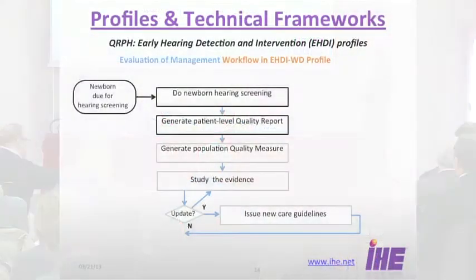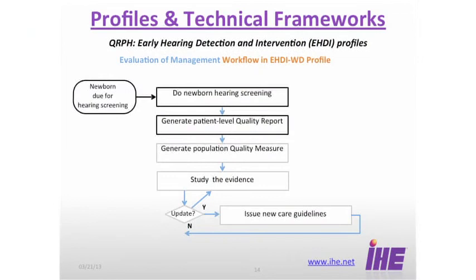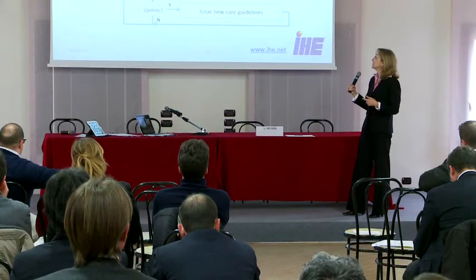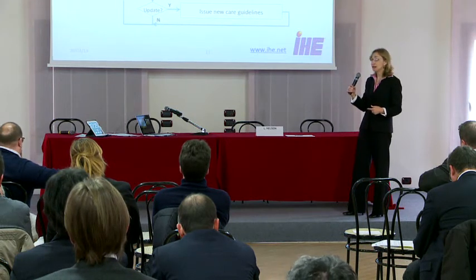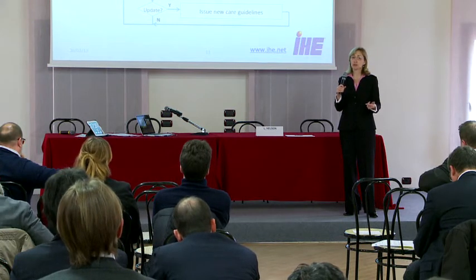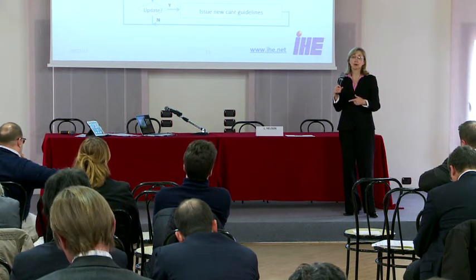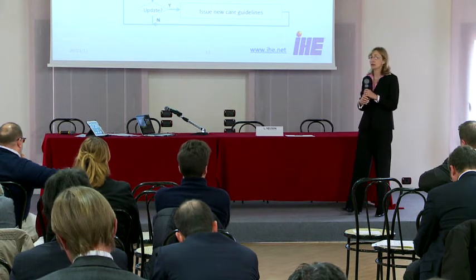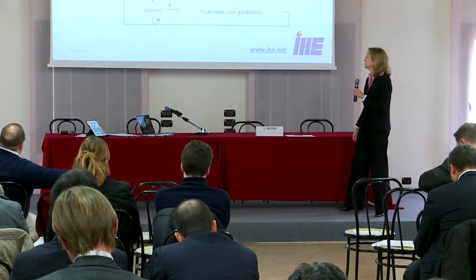And so we see that at the point that the baby is discharged from the hospital, we can generate that patient level quality report. Those can be sent to someone who can aggregate that information over a period of time, the reporting period, so that they can generate a quality measure for that population. And then the information can be studied as evidence over whether the care guidelines are achieving the results that they'd hoped for. So we have a correction loop, an improvement loop for the quality of our public health programs that way.